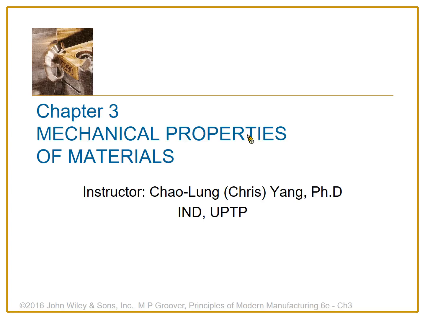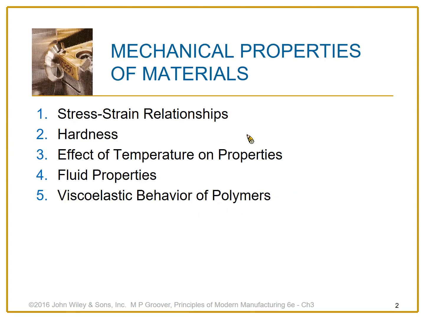Students, this is Chapter 3, Mechanical Property of the Materials. Mechanical property of the materials is a very important measurement that we should understand for the manufacturing process. In this chapter, we'll cover several different mechanical properties: stress-strain relationships, hardness, effect of temperature on properties, fluid properties, and viscoelastic behavior of polymers. Those are very important, like background knowledge for the materials.